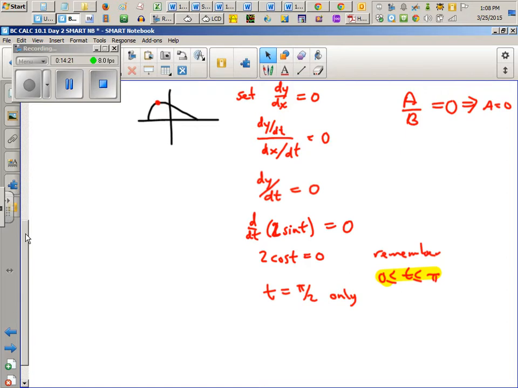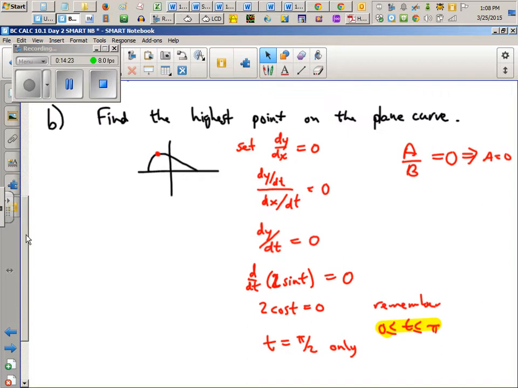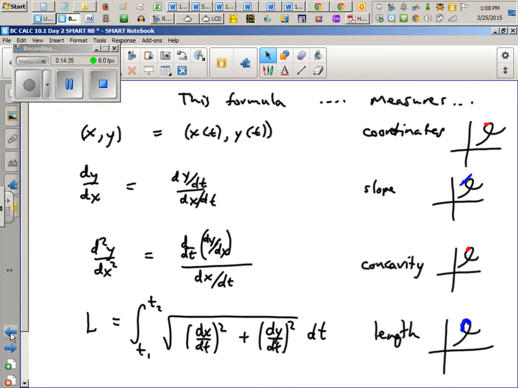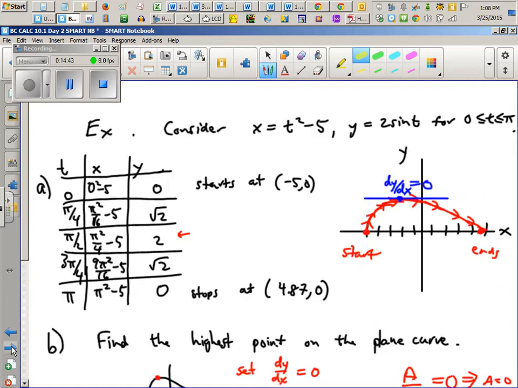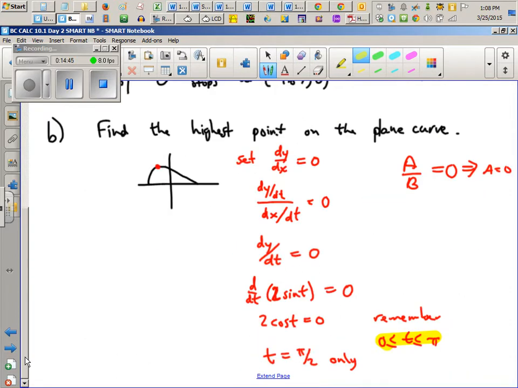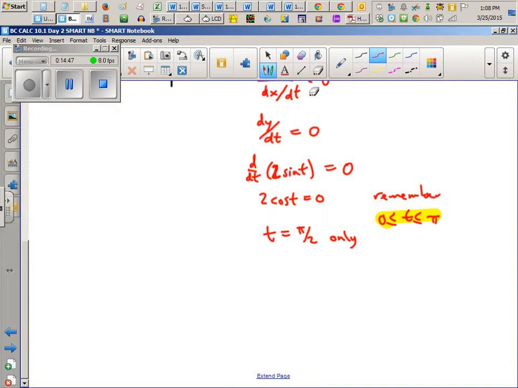Is this what they asked for? For us to find the t value of the highest point? Is that what the instructions say? No, it says find the highest point, right. So what we need is an equation or a set of equations that can help us find the coordinates. So that would be just this first one, right here. X and y. They were given to us, right? So let's go back and plug this into our x equation and our y equation.